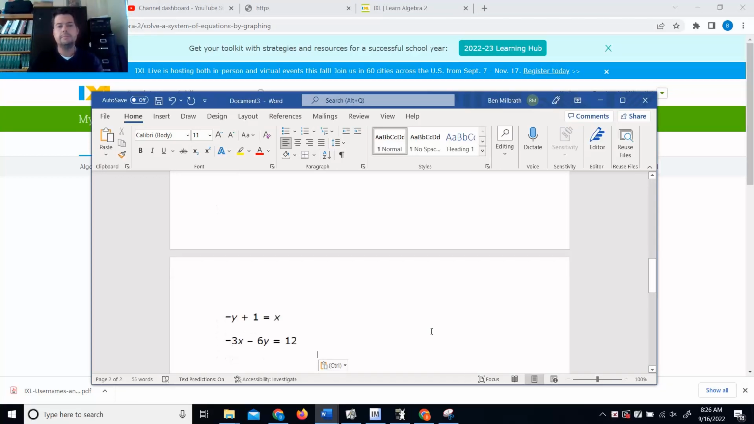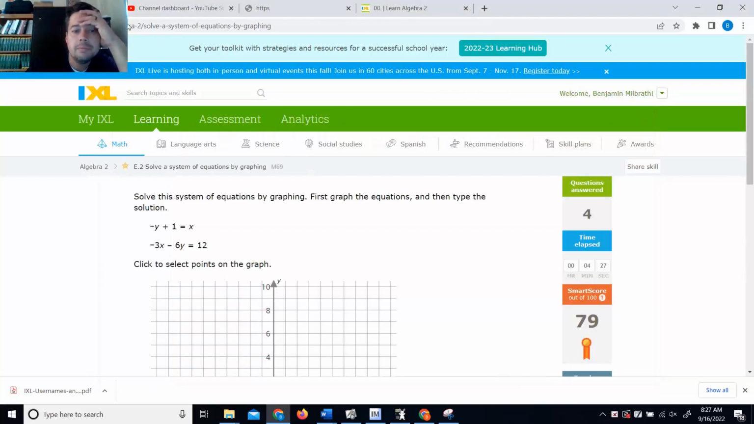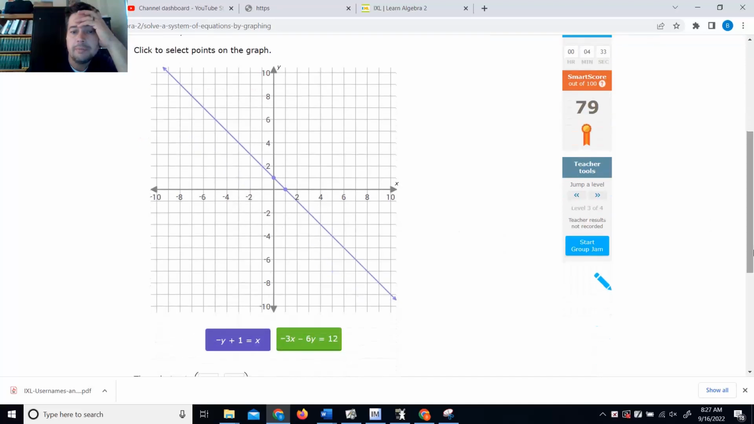All right. So that -y plus 1 is x. Well, -y equals x minus 1. Divide out your negativity, and y is -x plus 1. So we have a y-intercept of 1 with a slope of -1. That ought to do it for that guy.